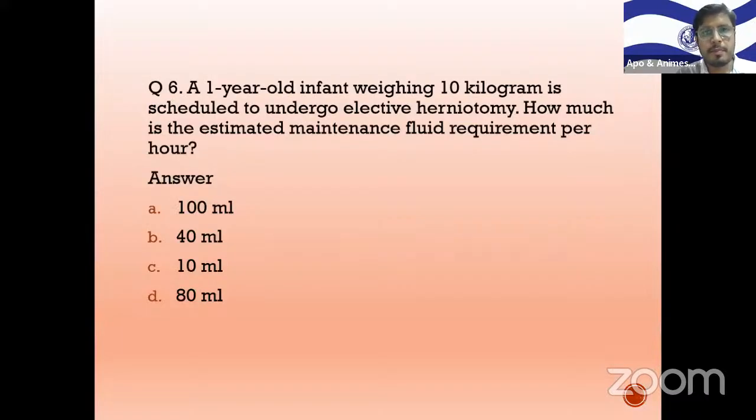So I think this will be the last question. A 1-year-old infant weighing 10 kg is scheduled to undergo elective herniotomy. How much is the estimated maintenance fluid requirement per hour? We are talking about maintenance. So what will be the answer? The options are A 100 ml, B 40 ml, C 10 ml, and D 80 ml.